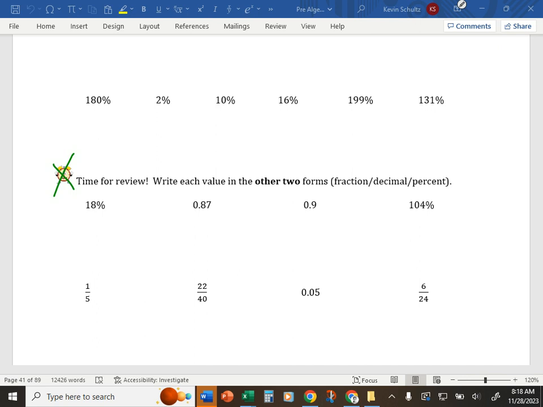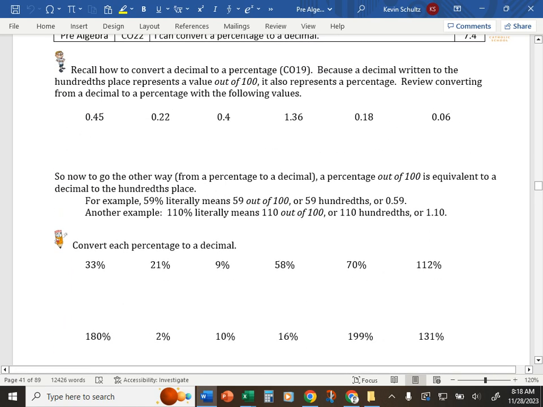Okay, any you want to do together from either page, 19 or 22? Time for review, you don't need to do that part.